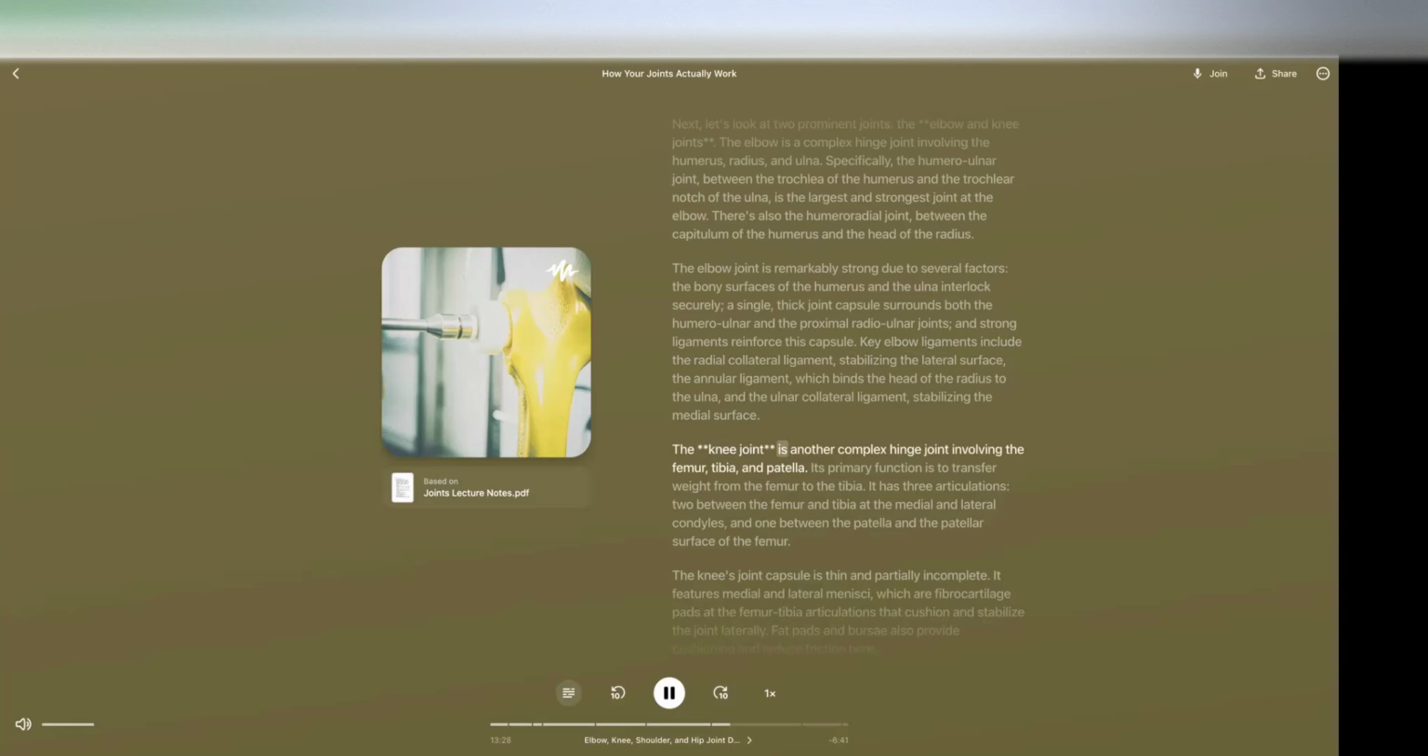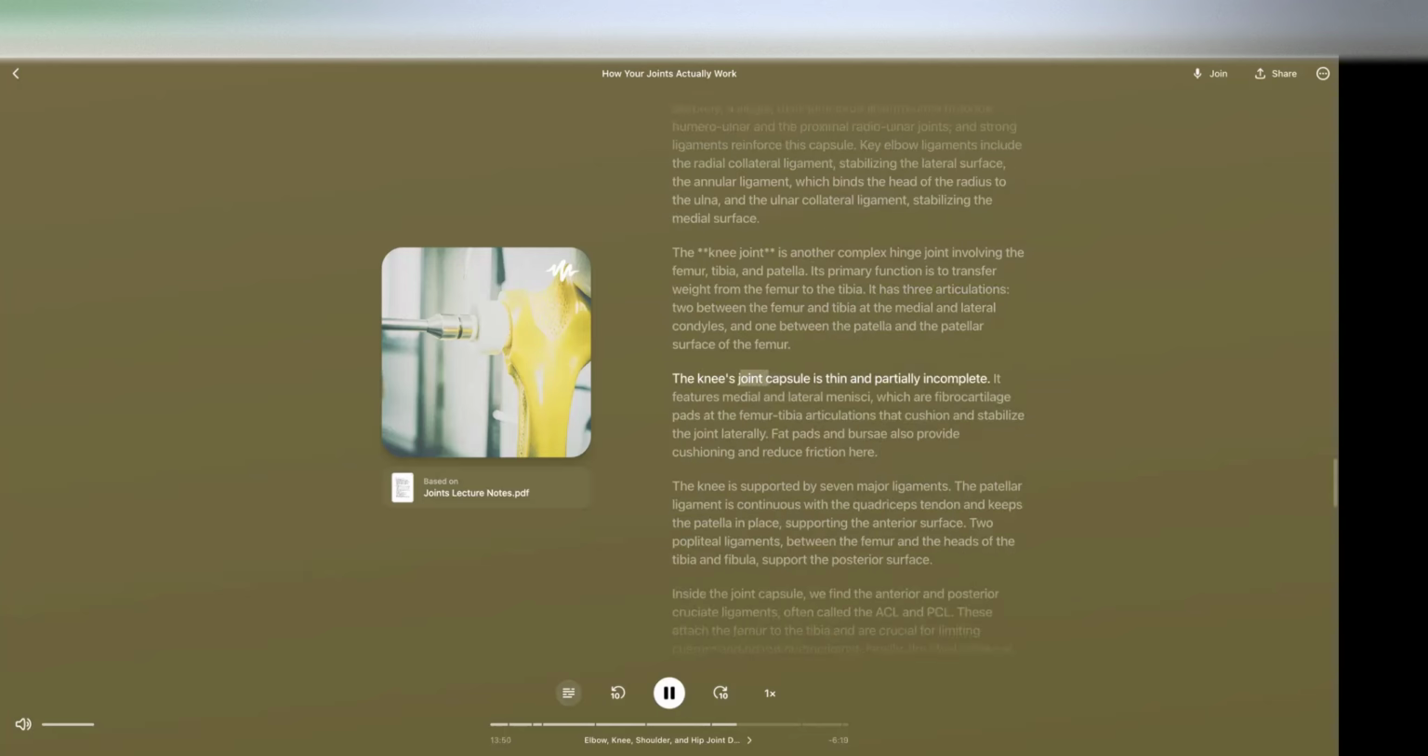The knee joint is another complex hinge joint involving the femur, tibia, and patella. Its primary function is to transfer weight from the femur to the tibia. It has three articulations, two between the femur and the tibia at the medial and lateral condyles, and one between the patella and the patellar surface of the femur.